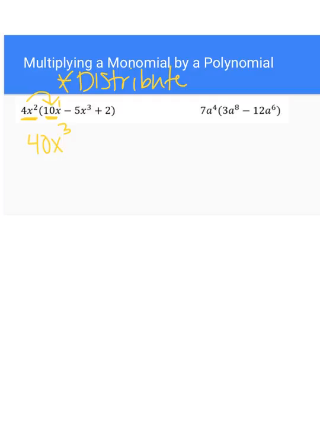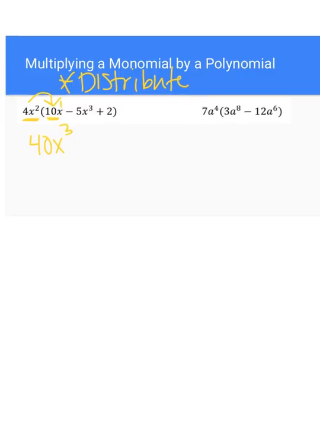So now the 4x squared is going to be multiplied or distributed to the next term, which is our negative 5x to the third. So for the coefficients, the 4 times negative 5, we're going to get negative 20, and my variable portion, we're going to add the exponent. So I'm looking at the x squared, so a 2 added with a 3, so we're looking at x to the fifth.